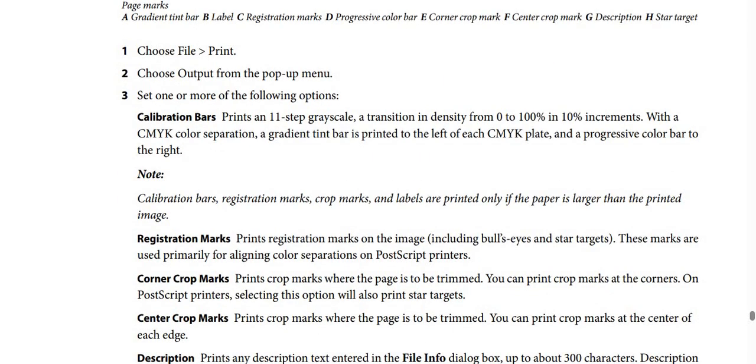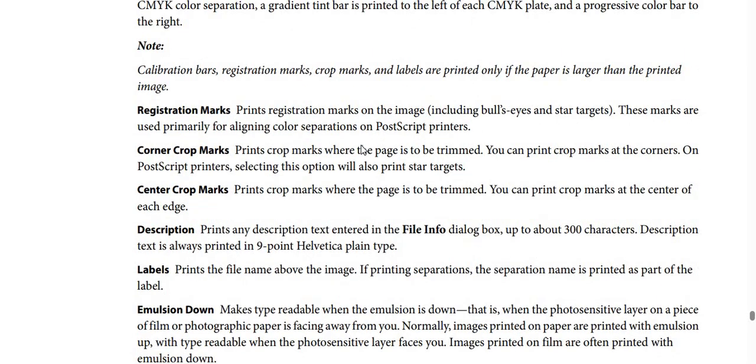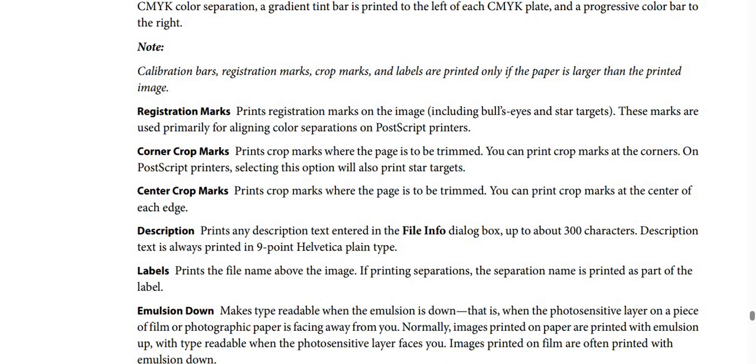What about calibration bars? Calibration bars means that it prints an 11-step grayscale, a transition in density from 0 to 100% in 10% increments. With a CMYK color separation, a gradient tint bar is printed to the left of each CMYK plate, and a progressive color bar to the right. Note here please, calibration bars, registration marks, crop marks, and labels are printed only if the paper is larger than the printed image.